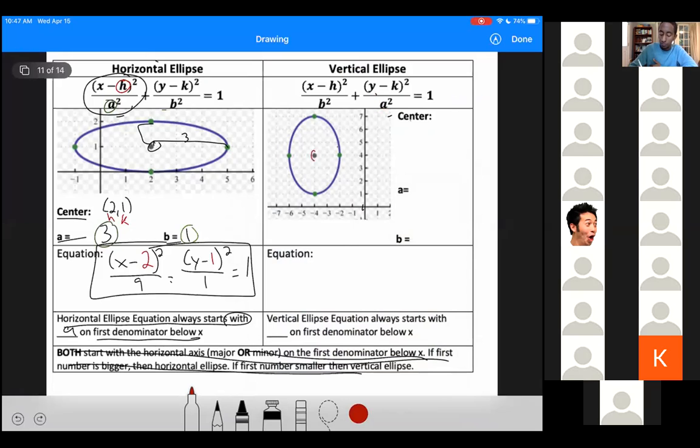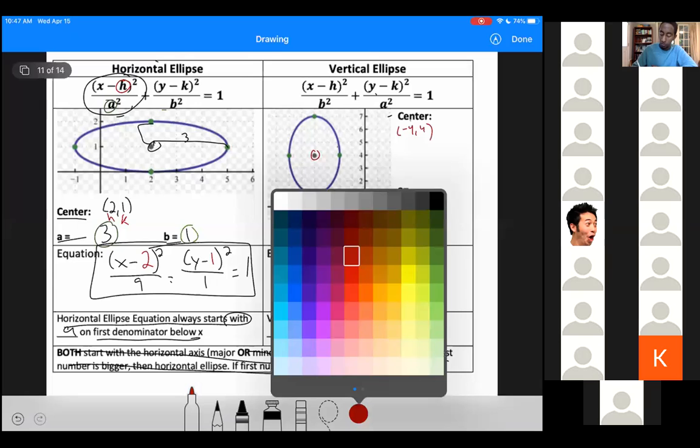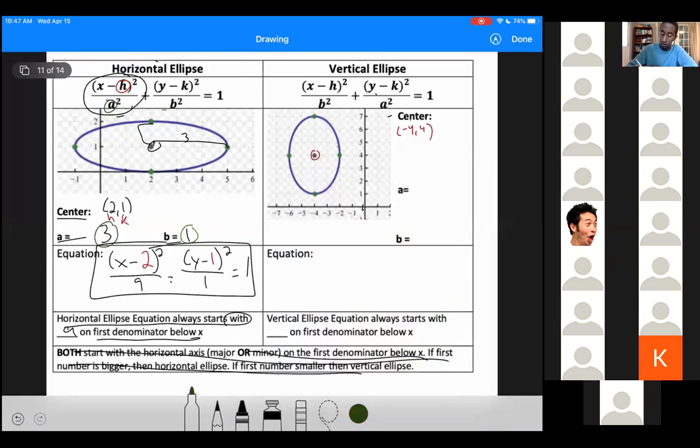So the center is -4, 4. The A is, what's that, 1, 2, 3. The B is 2.